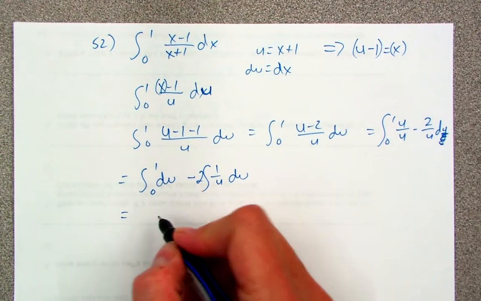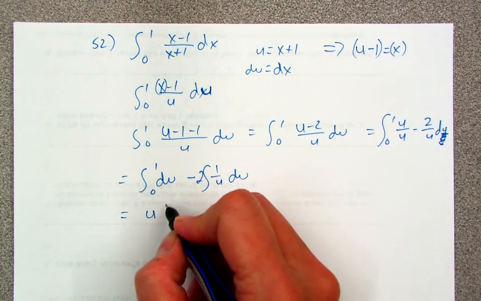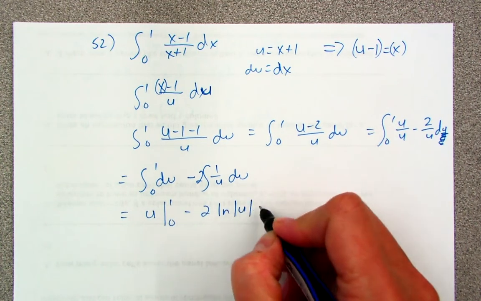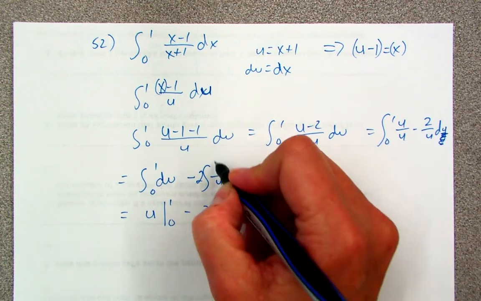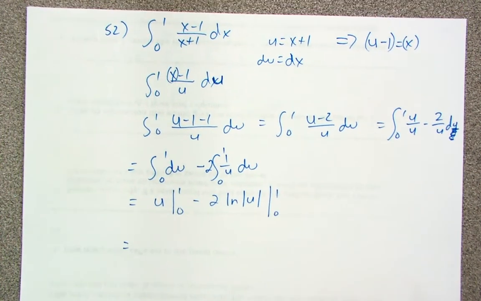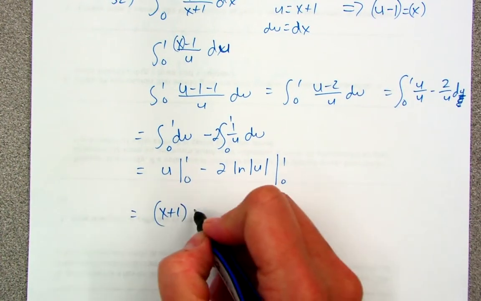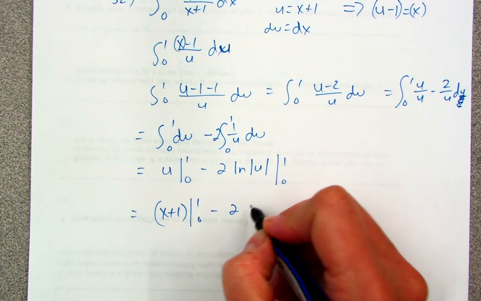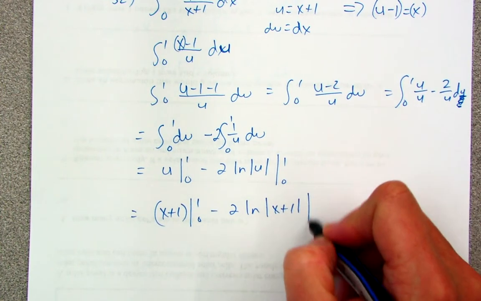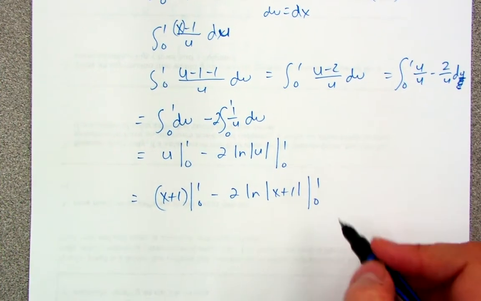So now let's follow through with this. This would just be u from 1 to 0. 2 times, and this is natural log of absolute value of u, from 1 to 0. Let's substitute in my u. My u was x plus 1 from 1 to 0. So really it's this whole thing from 1 to 0.